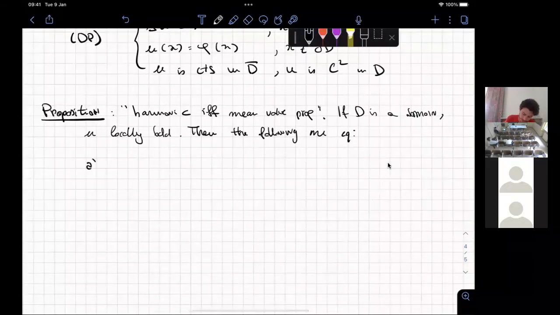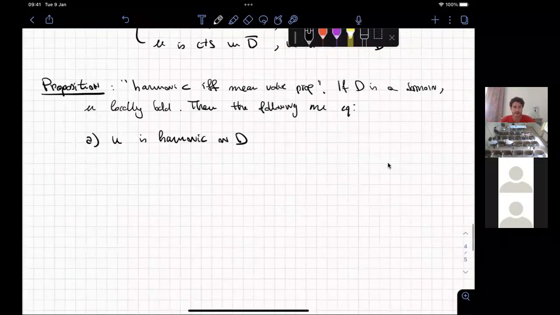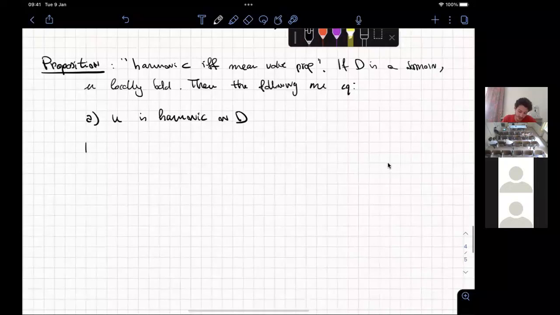So U is harmonic on D. So this is what we want. Again, we're not talking about the boundary condition, and this will be the very technical part that I will skip. But at least inside, everything is cool. And we have that U is harmonic on D if and only if U has the spherical mean value property.